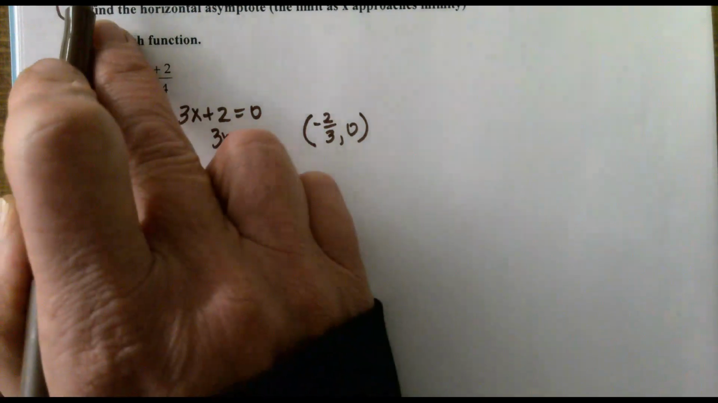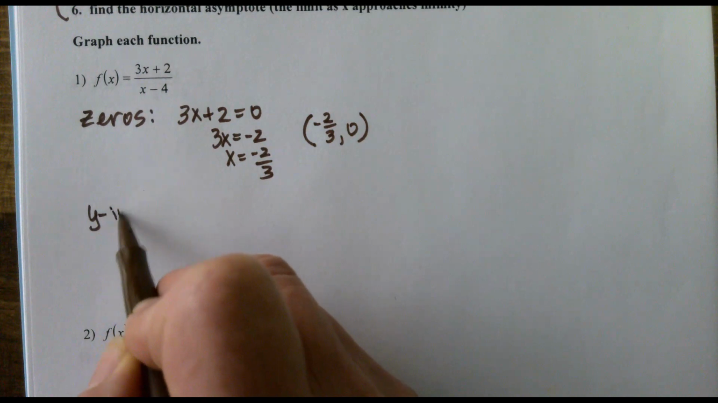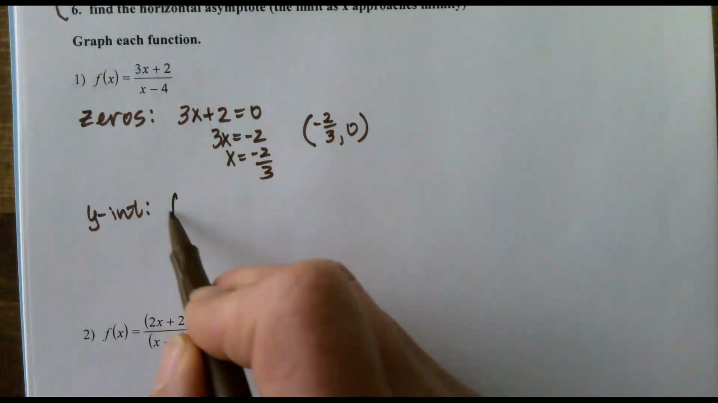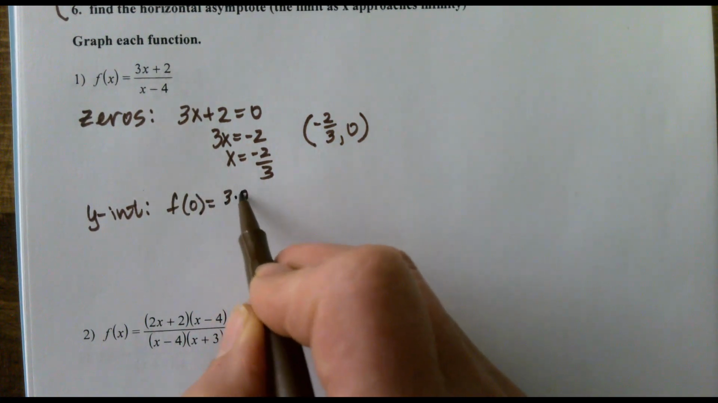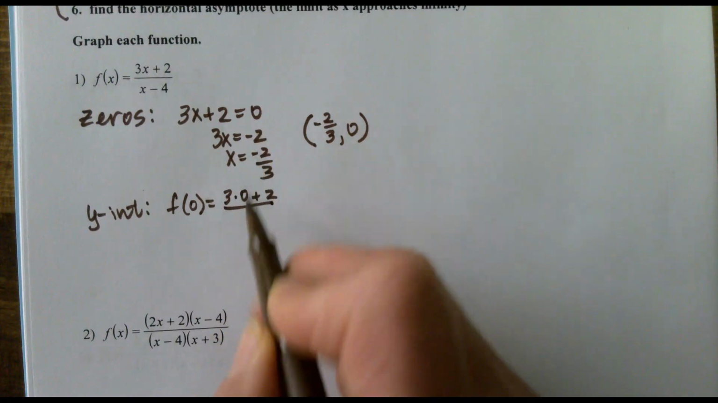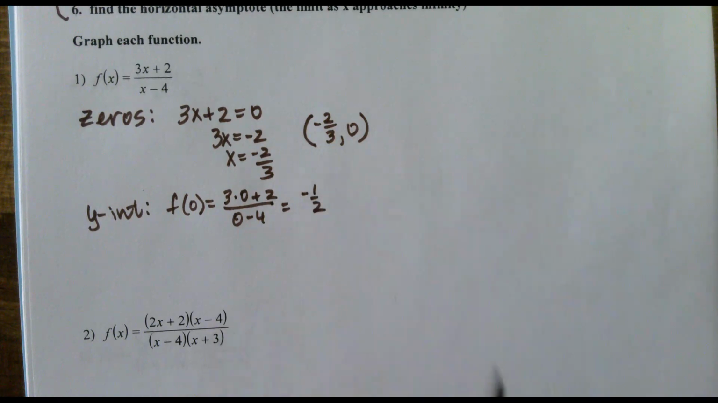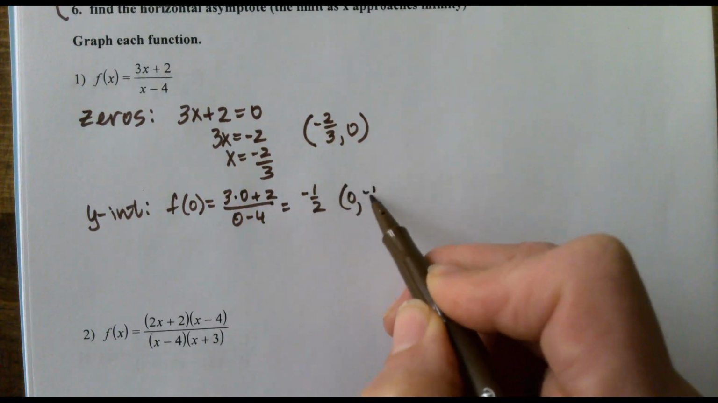Then I find my y-intercept, that's next in line, and I do that always the same. The y-intercept is found by replacing x with 0. So essentially I'm finding f of 0. And so that's 3 times 0 plus 2 over 0 minus 4, or negative 1/2 when I do my math. And that gets written as the point 0, negative 1/2.